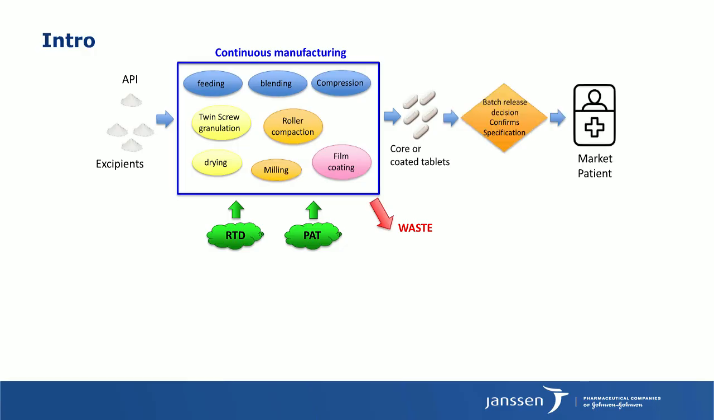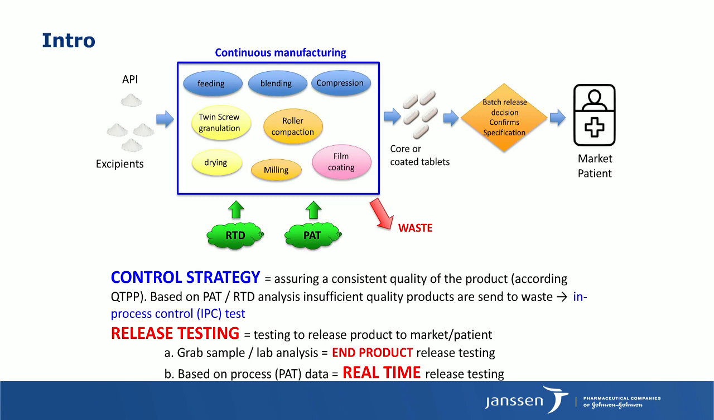Then, of course, when we have all the tablets of the final batch, then we have to do batch release. We have to make a decision. Do the tablets that we have produced conform to our specification? If the answer is yes, we can send them to the market itself. So we divide it into 2 parts. Control strategy is assuring a consistent quality of the product itself according to our quality target product profile. And based on our PAT and RTD, we can say that if we have insufficient quality of the products, we can send it to the waste. Actually, the PAT and the RTD that we use, you can see it as an in-process control test.